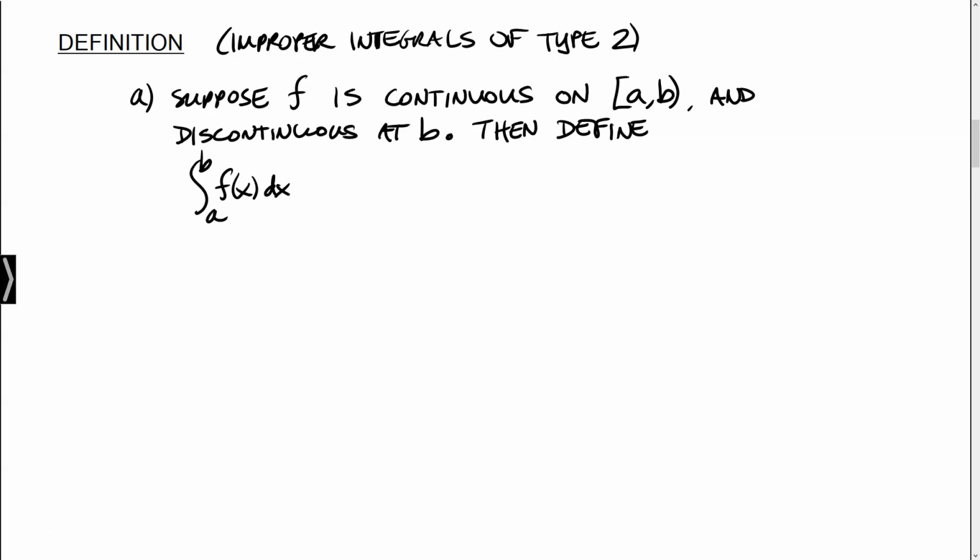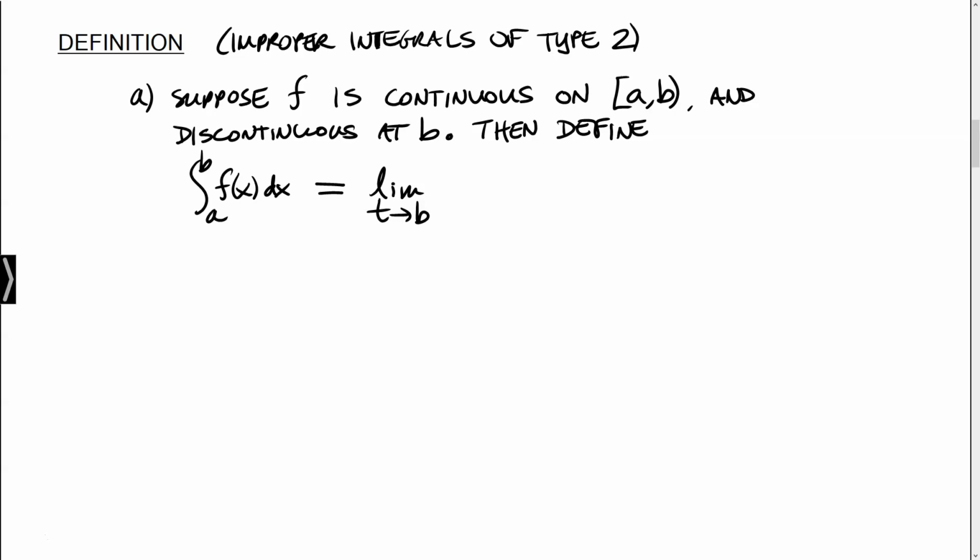In this case, this notation a to b is really going to be defined as the limit as t approaches... Now, what we're going to do is approach the problem at B. So we're going to approach B, but notice we're only approaching it from one side. So this is a one-sided limit.